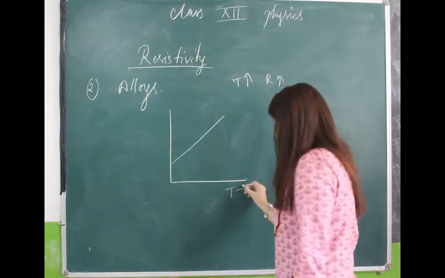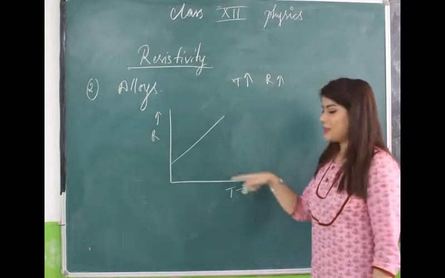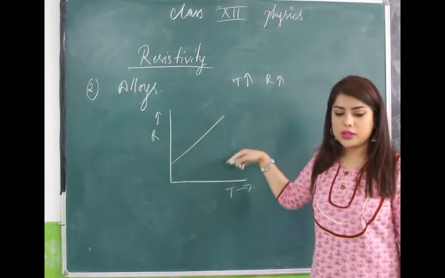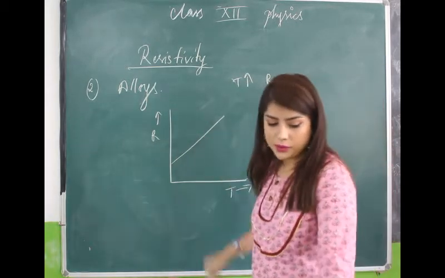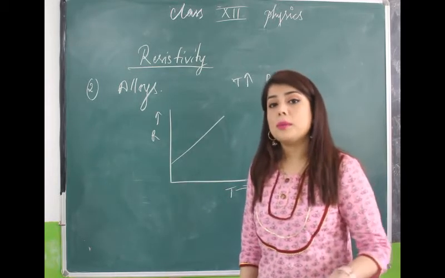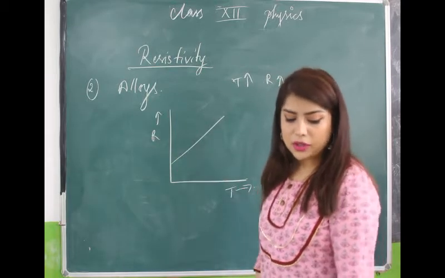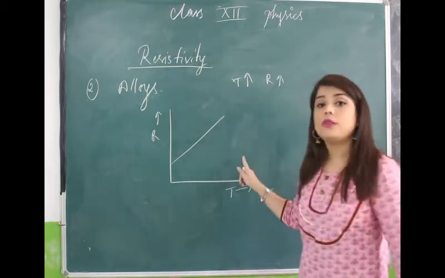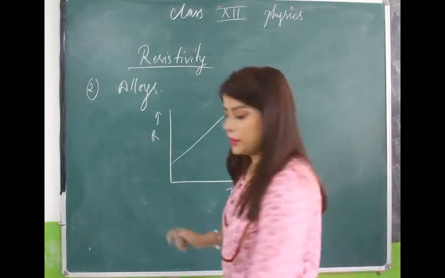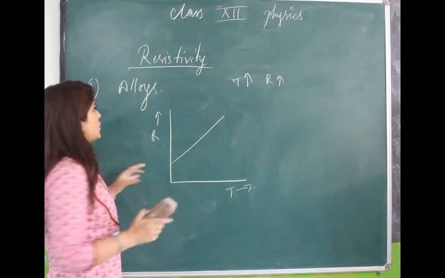This side is temperature, this side is resistance. So with the rise in temperature, resistance will also increase. This is for alloys. But the resistivity of pure metal, which was in the before case, increases more than that in the case of alloys. You need to remember that. The third one, I am just drawing the graph because the graph is important in this question.